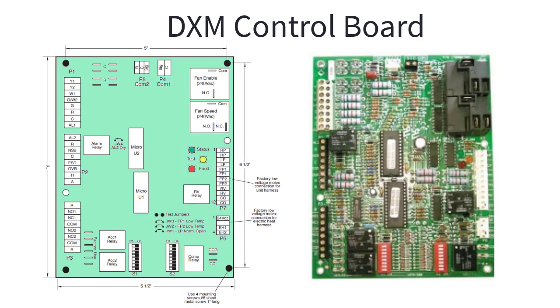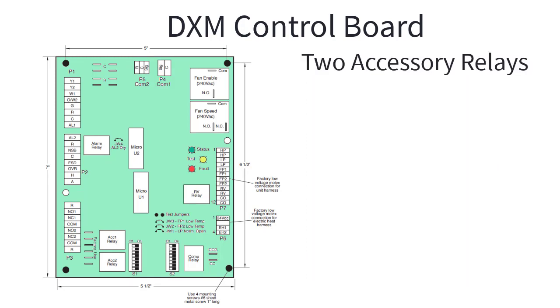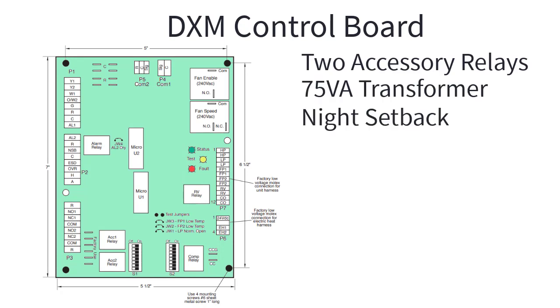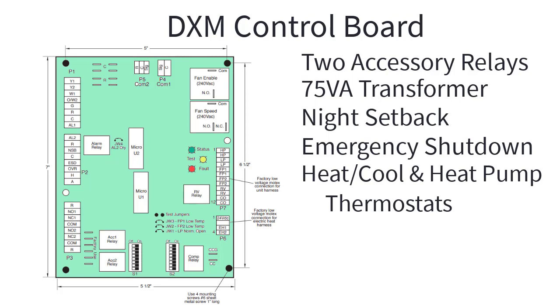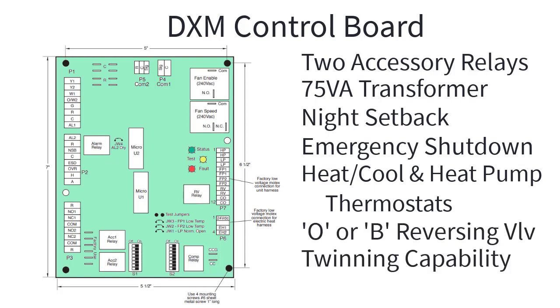The Deluxe DXM microprocessor-based heat pump controller package offers everything that the CXM does, plus some very useful additional options such as 2 accessory relays, a 75 VA transformer, night setback input, emergency shutdown input, compatibility with standard heat-cool thermostats and heat pump thermostats, changeable O or B reversing valve logic, and twinning capability.